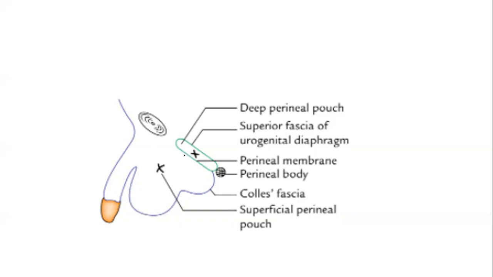So this is my perineal membrane. And this is the superficial fascia, or the superior fascia of the urogenital diaphragm. In between them, we get a space that is called the deep perineal pouch. So this picture conveys the location and the boundaries of the perineal pouches. Yes, very good. Now, we'll see what is there in the next slide.